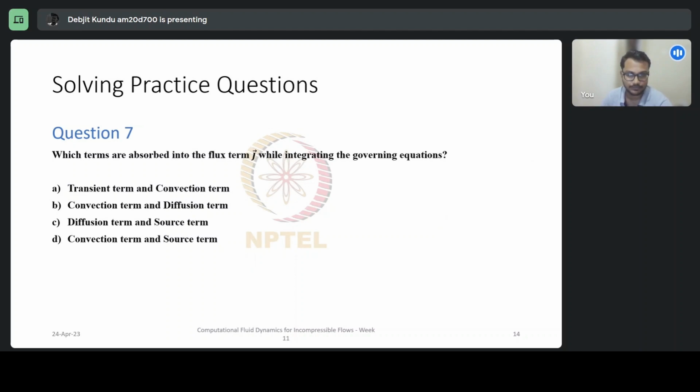There are several combinations given in the options below. So there is option A, transient term plus convection term. Option B, convection term plus diffusion term. Option C, diffusion term and source term. And option D, convection term and source term.